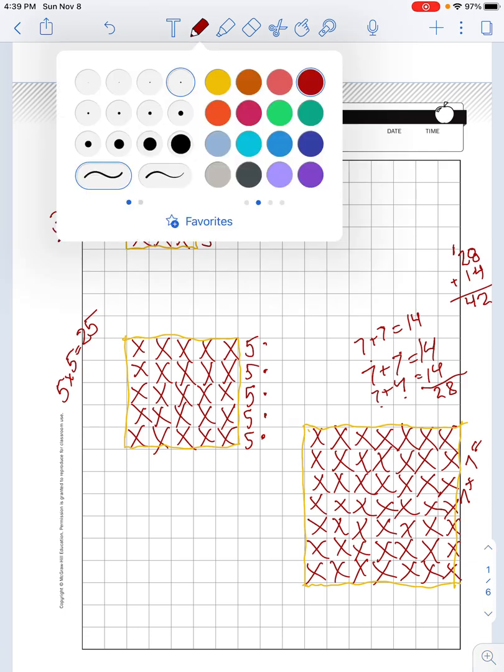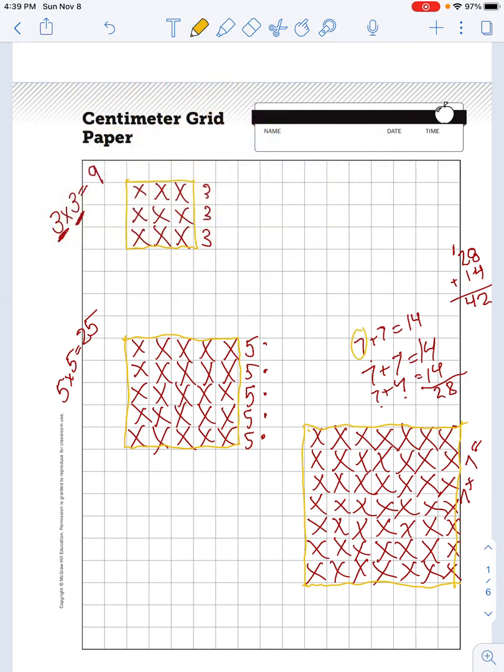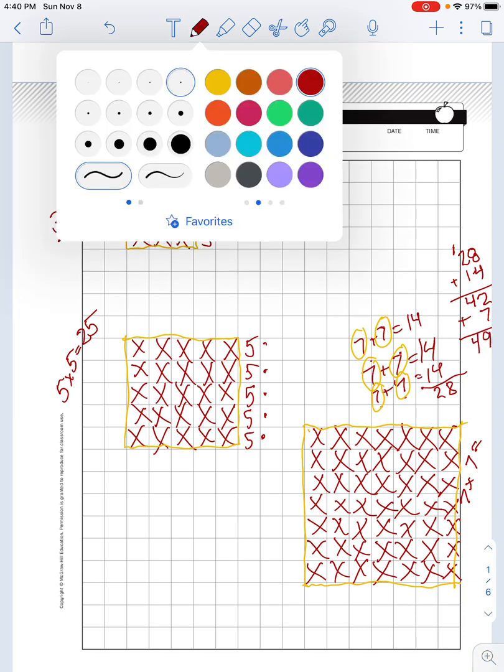Okay, so now I've used 1, 2, 3, 4, 5, 6. I need to add 1 more 7. So I'm at 42 now, add another 7. That would give me 9, 49. Okay, and you can check your work by counting up the x's. Make sure that you have 49 x's.